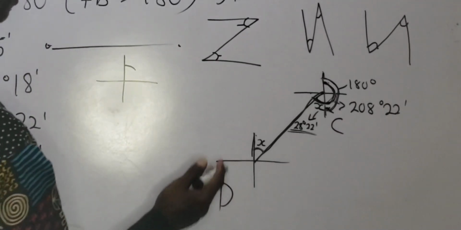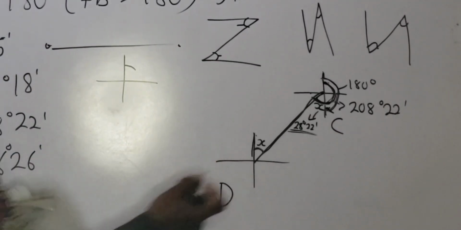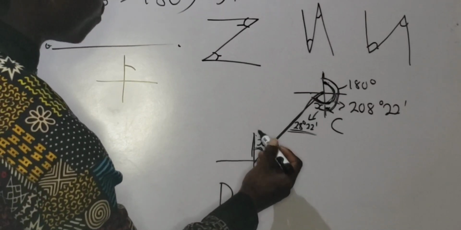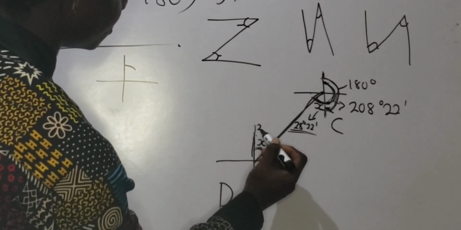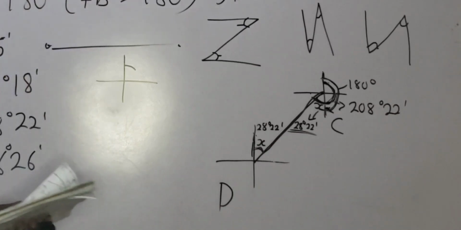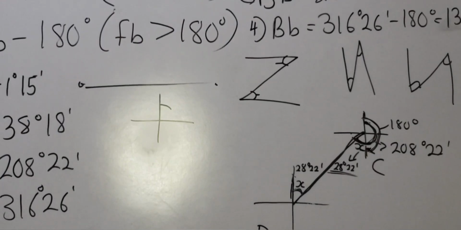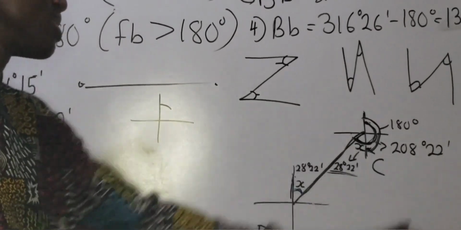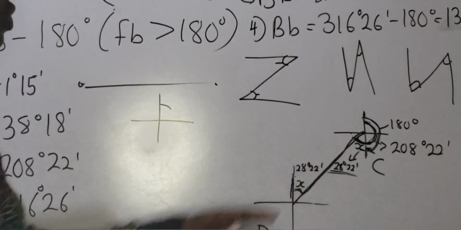And I told you that alternate angles are what? Equal. So the value of x here is also the same as the value of x here. Therefore, the angle here will be 28 degrees 22 minutes. Do you understand? Therefore, the back bearing of 208 degrees 22 minutes is 28 degrees 22 minutes.